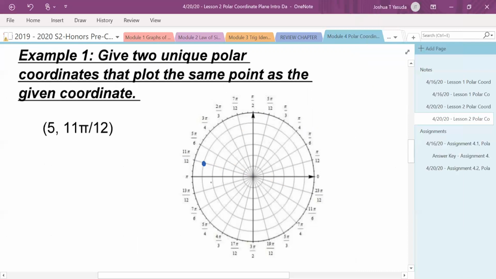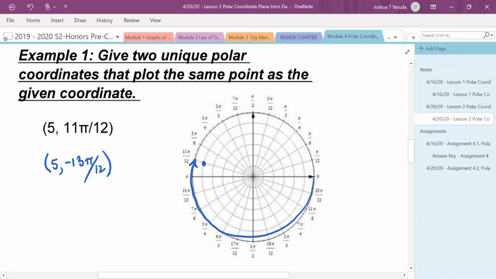Okay, so a couple things I could do. One that I like to do is just use the negative angle. A negative angle means I'm coming this way to get there. So what would that be? That seems like 13 pi over 12, but negative. So I could do 5 and then negative 13 pi over 12.